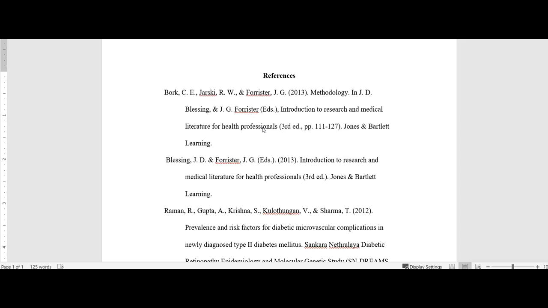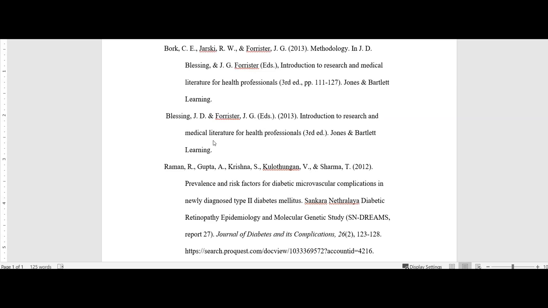The title of the book uses sentence capitalization. The first word is capitalized. All others are lowercase letters. I then tell the reader the edition statement and the page numbers of the specific chapter I used. We have a third edition. The chapter begins on page 111 and ends on 127. Lastly, we let the reader know that Jones and Bartlett Learning was the publisher.